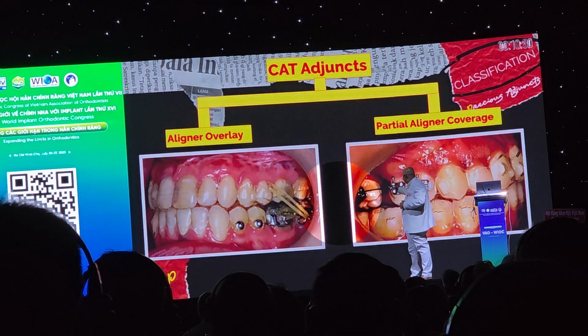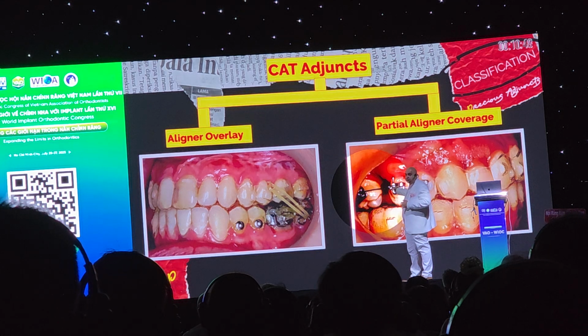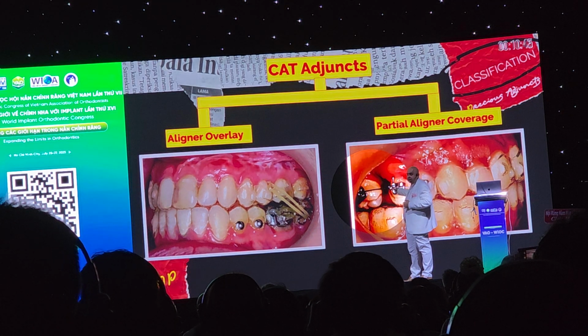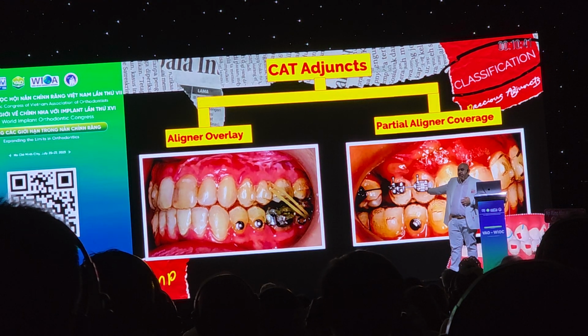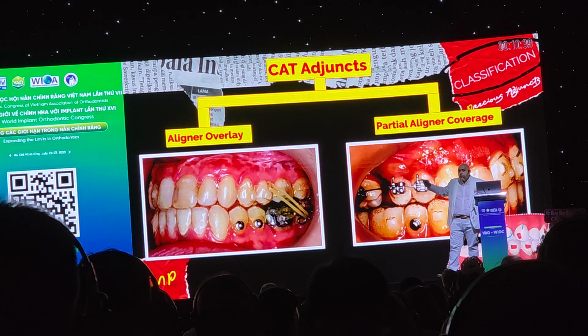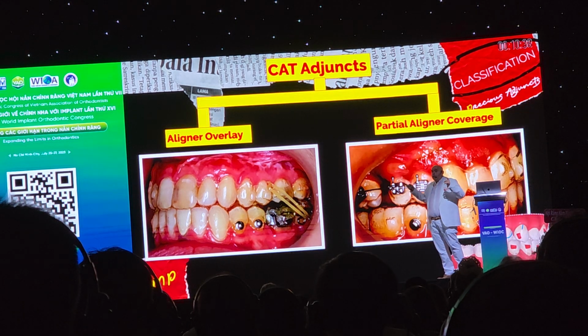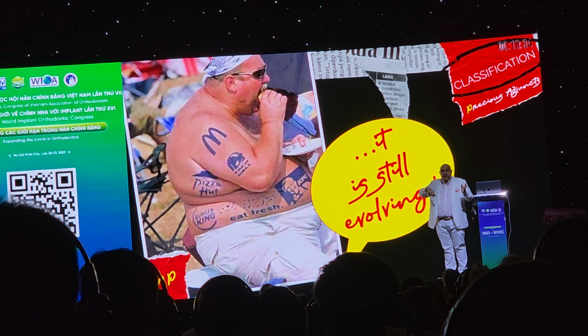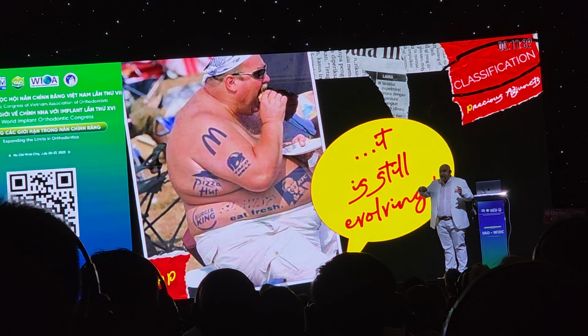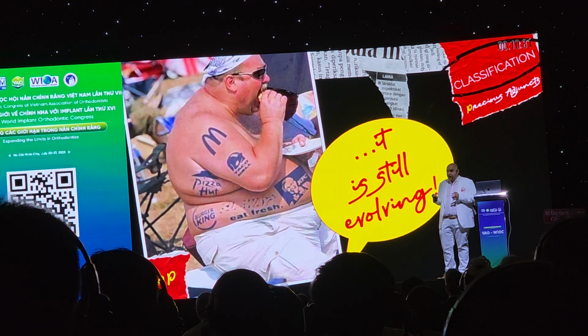So this is my yin-yang. It doesn't sound as fancy, but it does the job. Just a partial fixed appliance with aligners that only have anterior coverage. And this is how I would design my simulation for this. Now, I might speak to you in a couple of years and say, forget about that classification that I gave you in 2025, because this is still an evolving area.